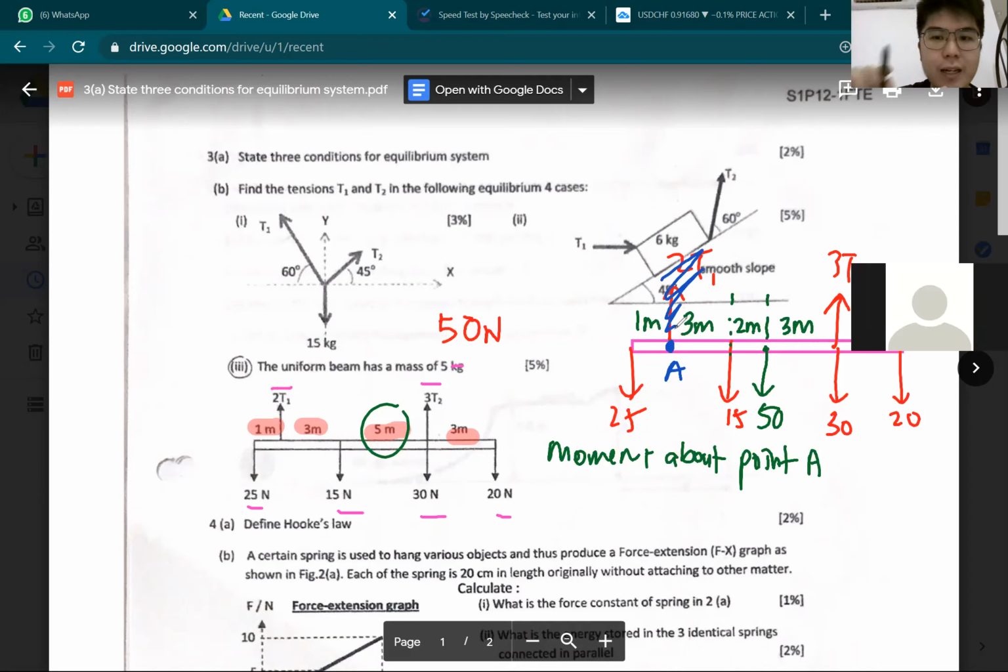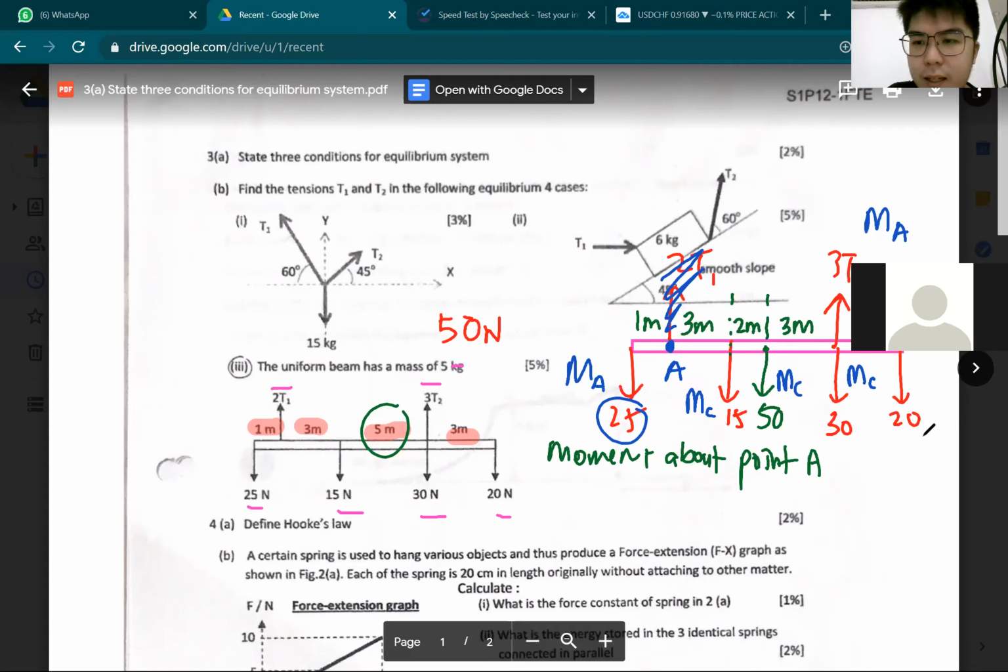Now you have to identify which forces create the clockwise moment and which forces create the anti-clockwise moment. This 25 is creating the anti-clockwise moment, because it is pushing down from here and your fixed point is at A. So 25 is an anti-clockwise moment. 15 is a clockwise moment because it is on the right side of point A. So clockwise moment: 15, 50 also clockwise, and 30 also clockwise. And this 3T square, 3T2, is the anti-clockwise moment.